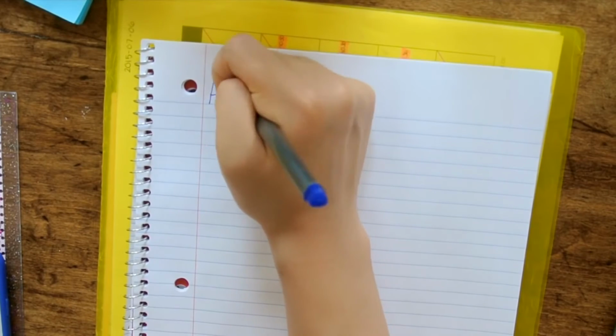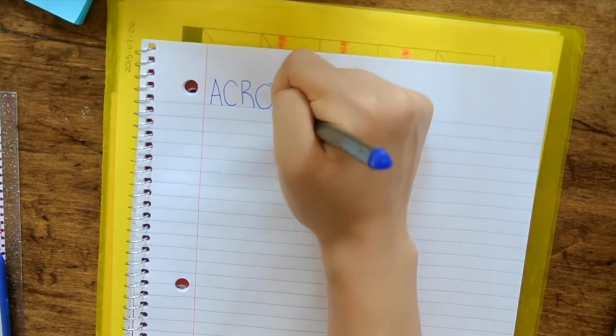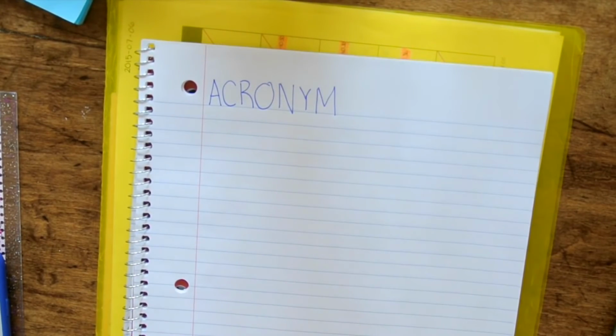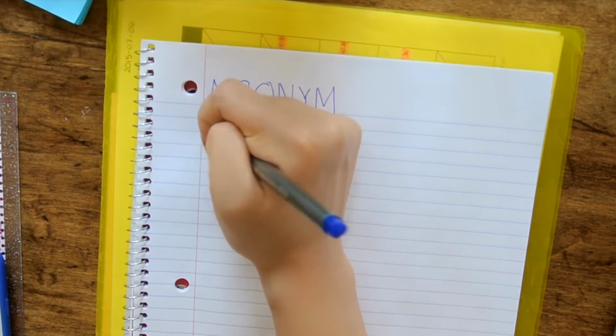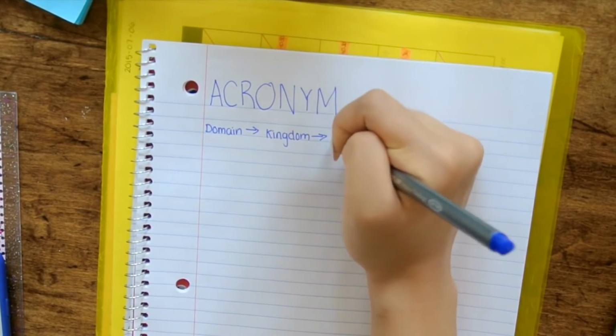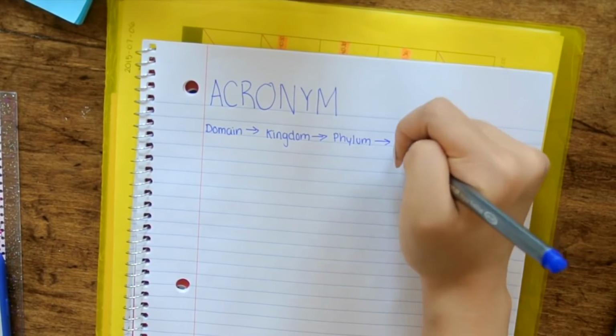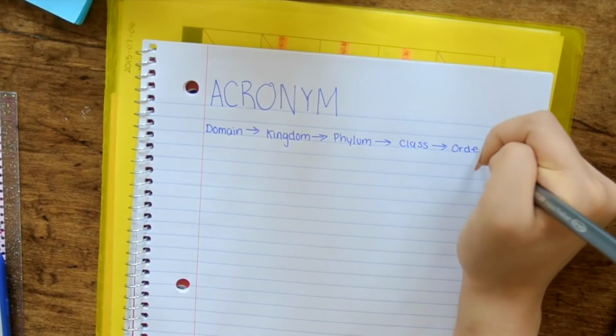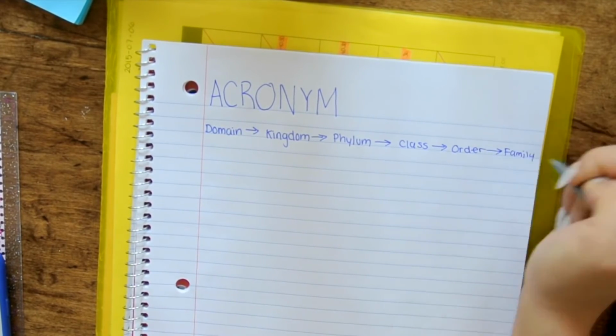Another acronym I want to share with you guys is super important for those of you taking grade 11 biology. So this one, you just have to remember the taxonomy levels of animals and stuff like that, or just living creatures in general, I guess. So here we have domain, kingdom, phylum, class, order, family, genus, and species.